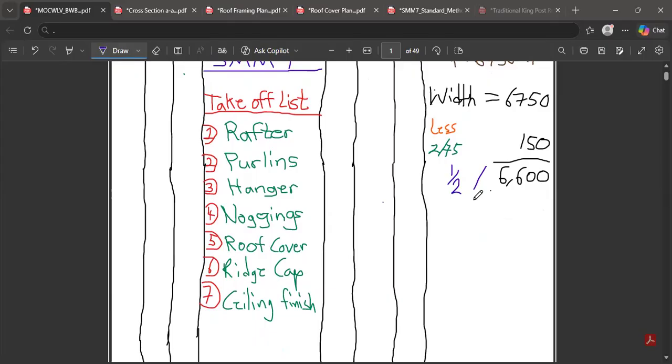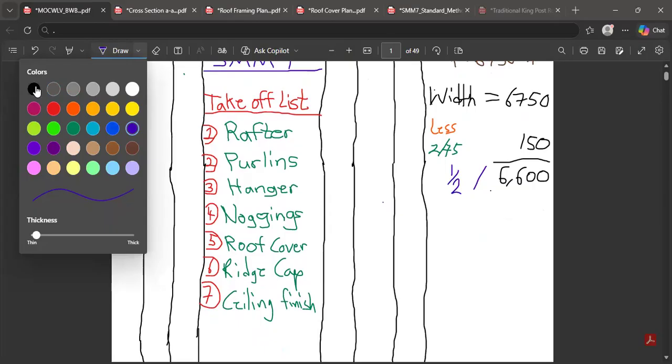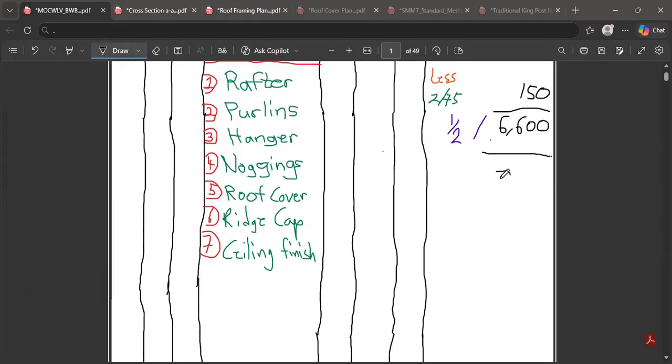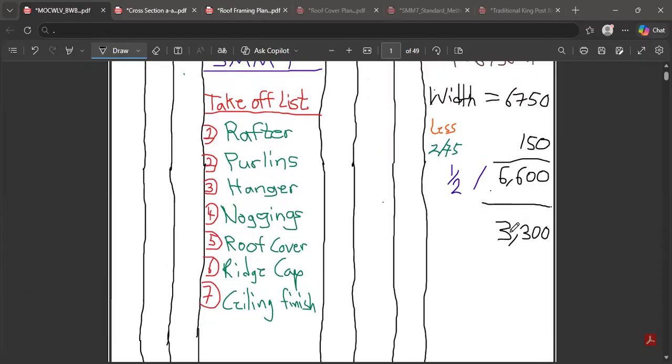So you're going to get 3,300. Yes, but before doing that, you have to cut. Yes, so you have to cut under this one like this. Okay, then you can now come and write your 3,300. Is that not as beautiful as that?